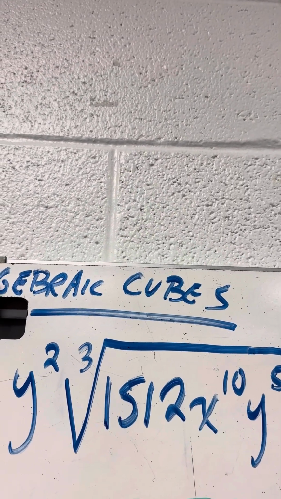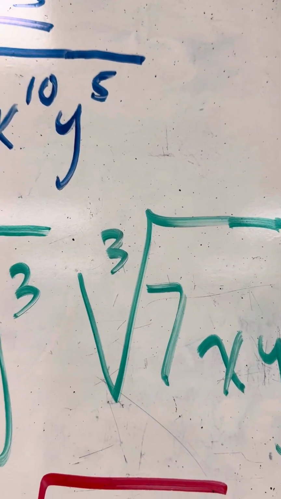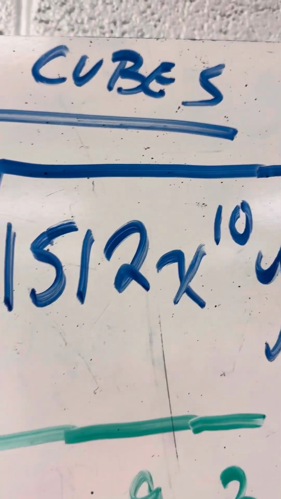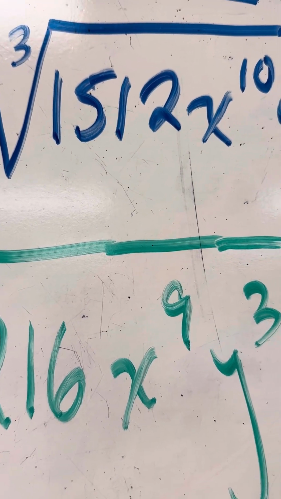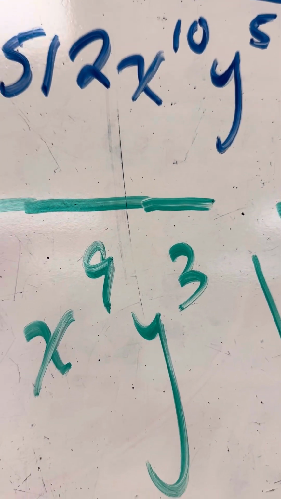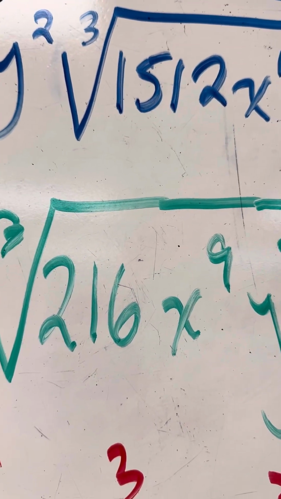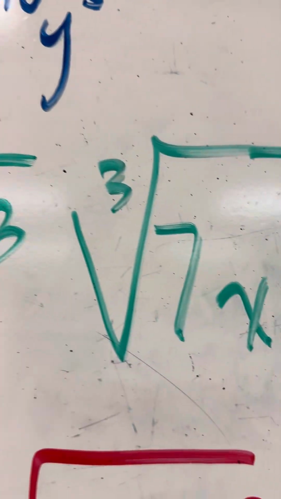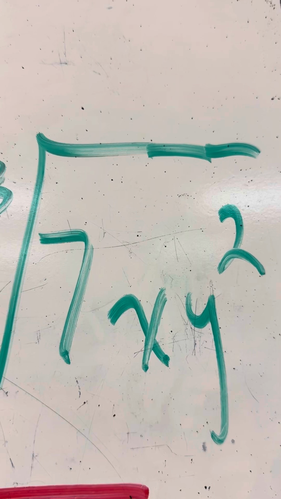1,512, 216 goes into 1,512 7 times. 216 times 7. Okay. X to the 10th, well, we take out x to the 9th, because that's a perfect cube. Y to the 5th, we take out y to the 3rd, because that's a perfect cube. Okay. So what's left? Take out 216, you're left with 7. Take out x to the 9th, you're left with x. Take out y to the 3rd, you're left with y squared.